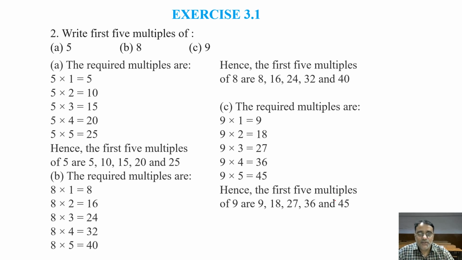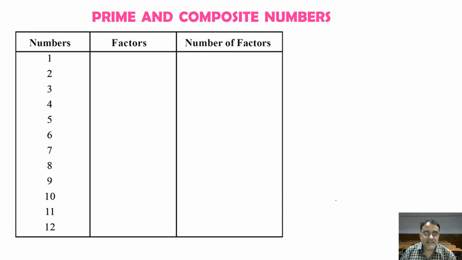Right. So now next topic, prime and composite numbers. उसके बाद divisibility test देखते हैं. So we'll see this table, the numbers from 1 to 12. We'll see how many factors of 1. There are 2 factors of 2. 1 का एक ही factor होगा. That is why it is neither a prime number nor a composite number. That we have already seen in our regular class.